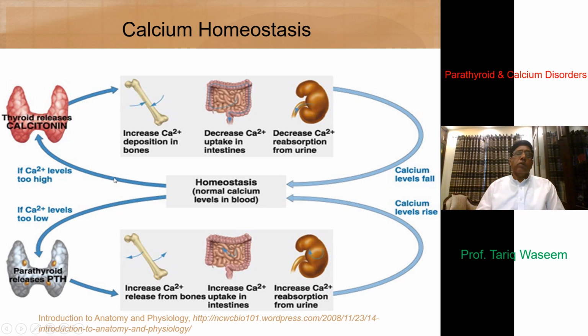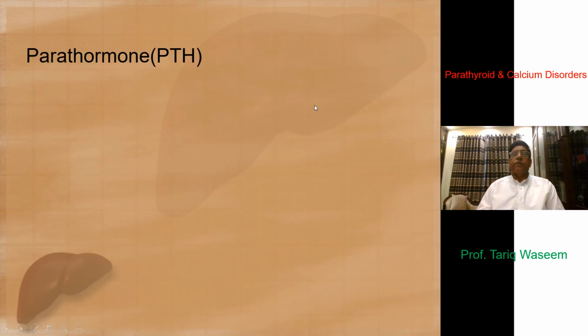It then leads to release of calcitonin. What does calcitonin do? It moves the calcium back into the bone, so there is increased deposition of bone. That's why calcitonin is also used in management of osteoporosis and other bone disorders. This would reduce the calcium absorption from the gut, and reduce the calcium reabsorption from the kidney, and then would again restore the balance.